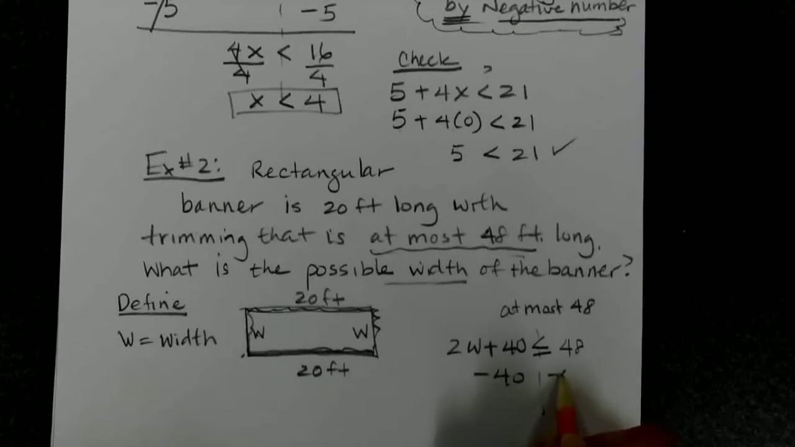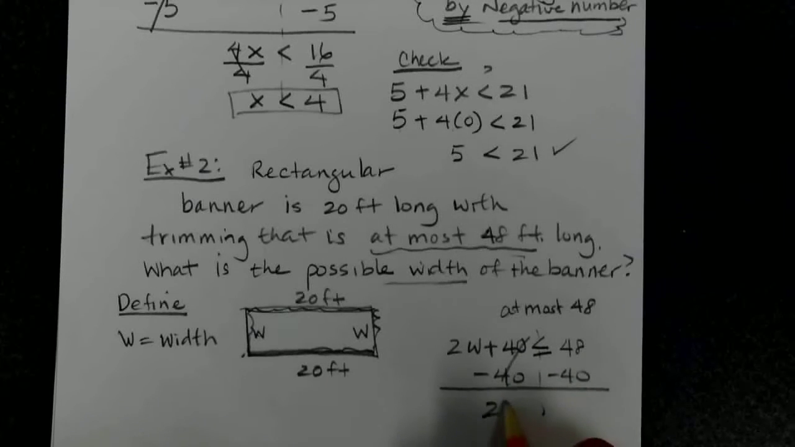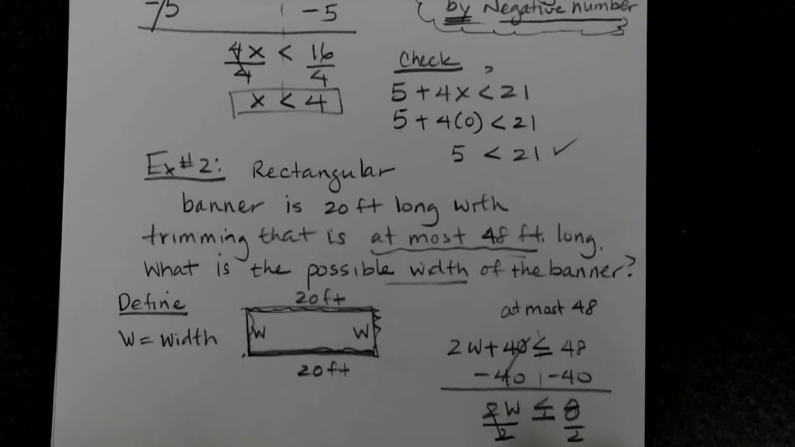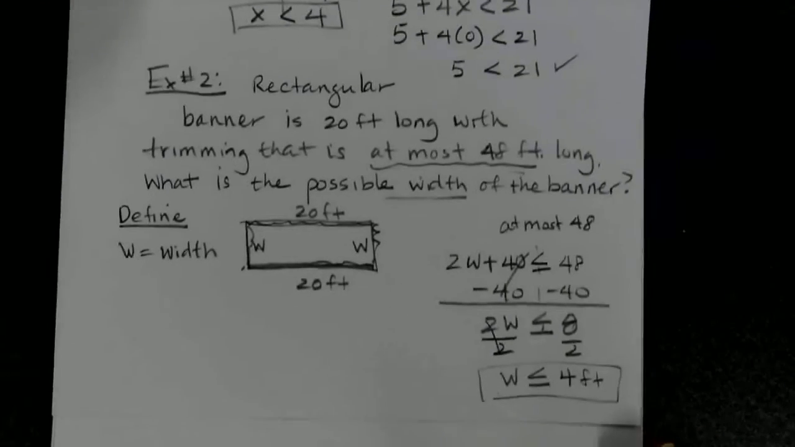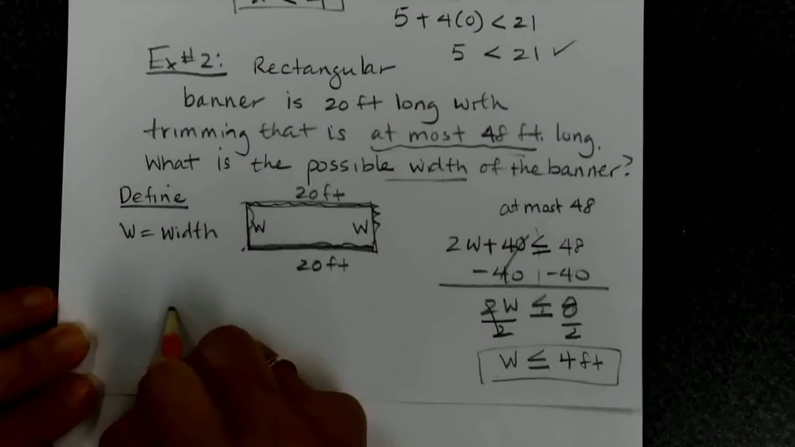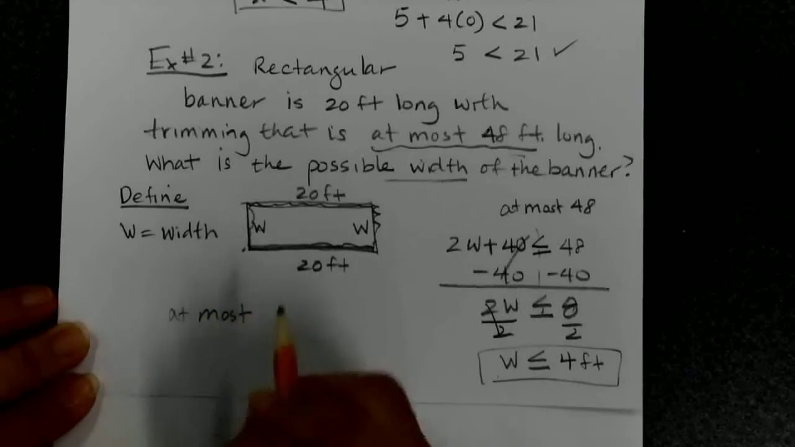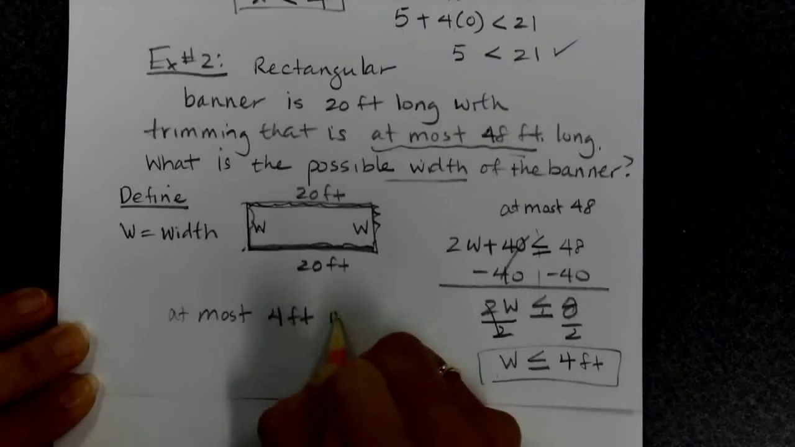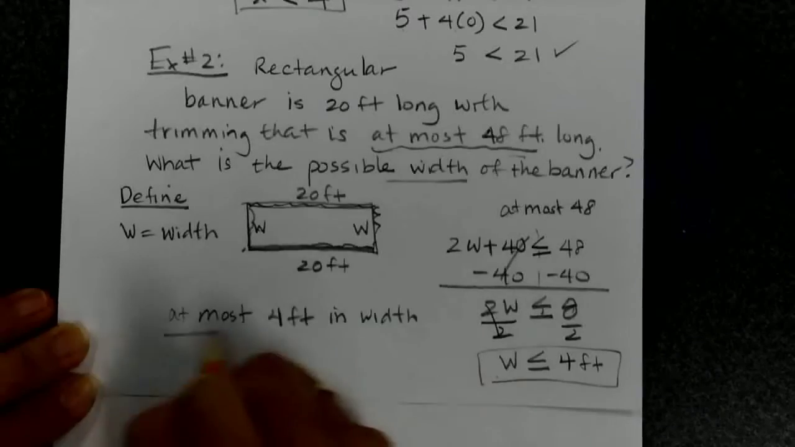So you subtract 40 to both sides. So 2W is less than or equal to 8. And then when you divide by 2, the width has to be at most 4 feet long. So at most 4 feet in width. Okay?